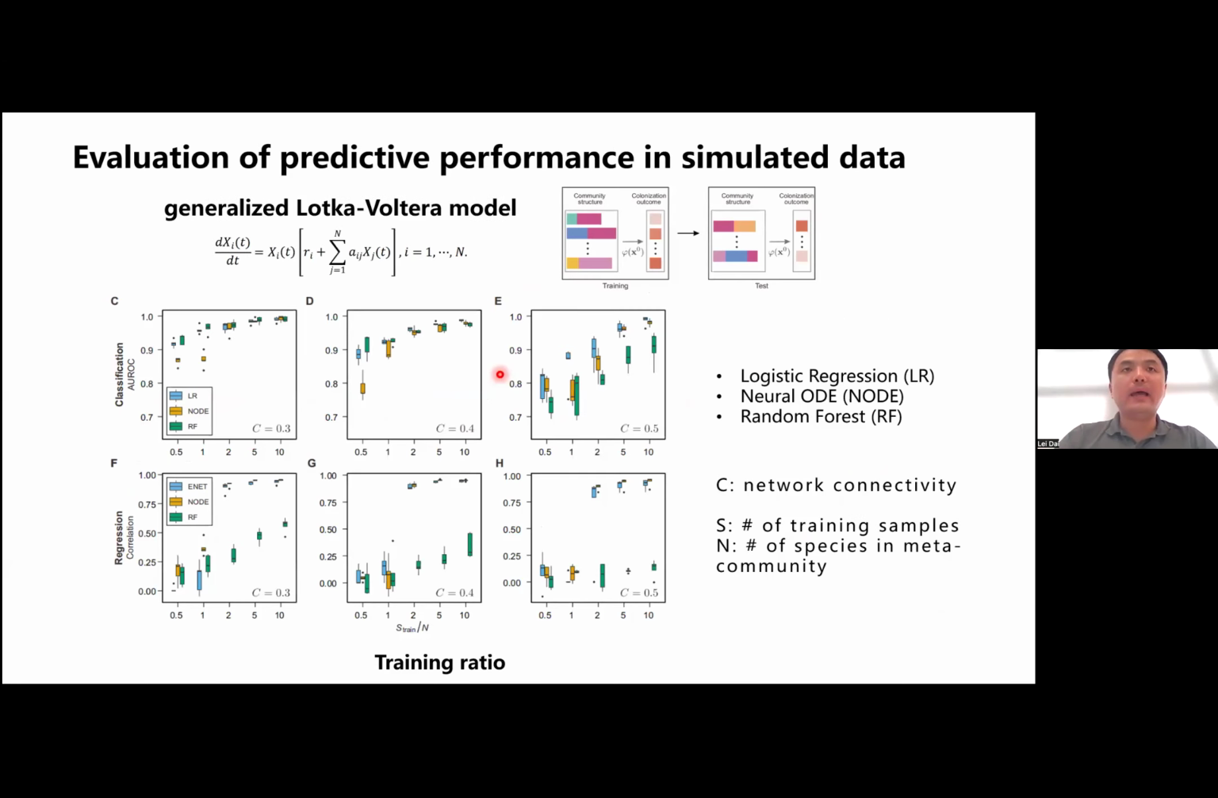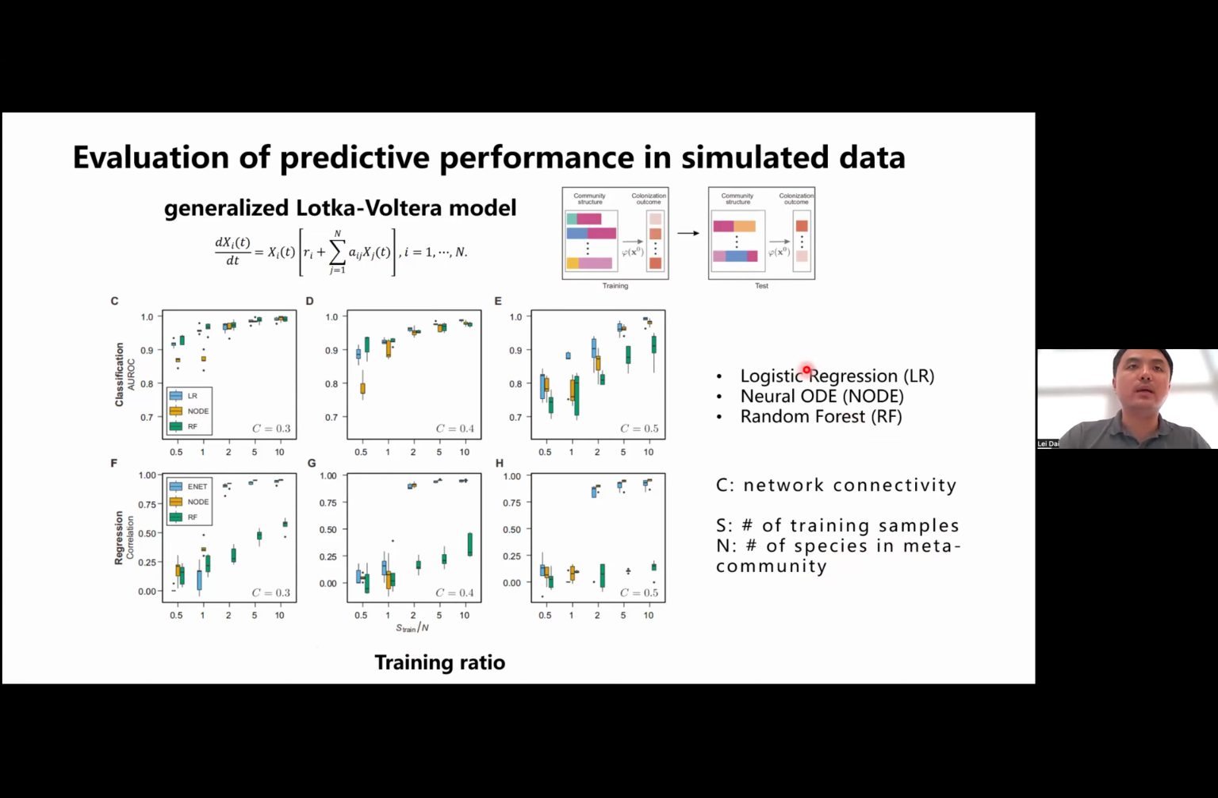Okay, so then we did more simulations. In these simulations, we generated simulated data, or just say fake data, using the Lotka-Volterra model. And then we can tune two things. One is the training ratio. The training ratio is basically the number of training samples divided by the number of species in the metacommunity. So the more training data you have, of course, you expect better performance by the machine learning models, right?